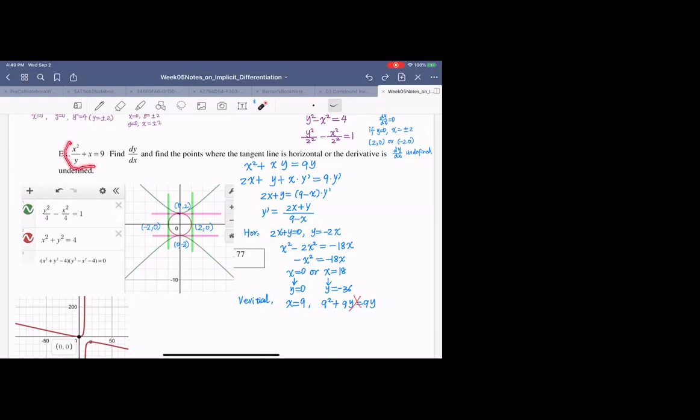A trick I want to mention about over here is I don't like the y in the denominator. It makes my calculation too complicated. What I did is I multiplied by y for each term, okay? Because the quotient rule is really not nice compared to the product rule, right? So if you multiply y for each term, this makes your calculation easier.